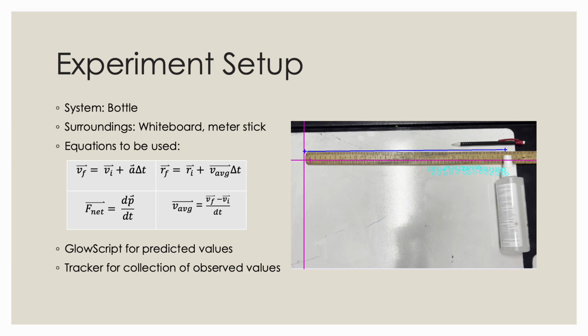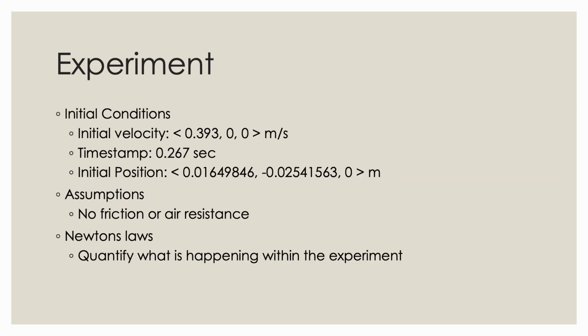When setting up this experiment, the system was determined to be the bottle depicted here, and the surroundings were a whiteboard and meter stick. The equations that were used in this experiment are the updated velocity formula, the updated position formula, the net force equation, and the average velocity equation. We would then use Tracker for the collection of the observed position and time values and GlowScript for predicted value calculation. The initial conditions for velocity, time, and position are listed here and were found using Tracker calculations. The experiment assumed no friction or air resistance for simplicity of calculations and to better demonstrate Newton's laws, which quantified the movement occurring in this experiment.